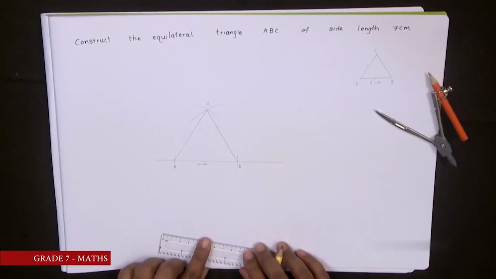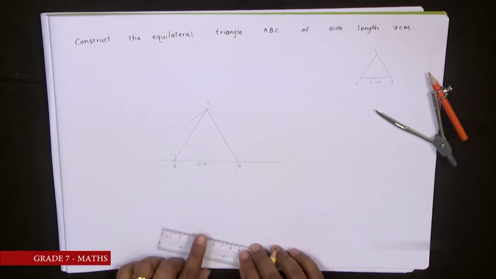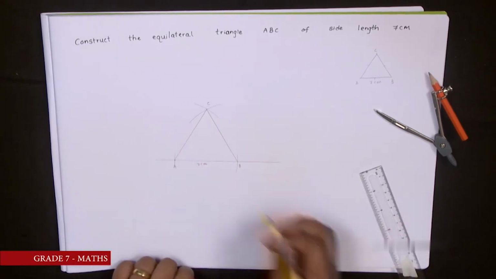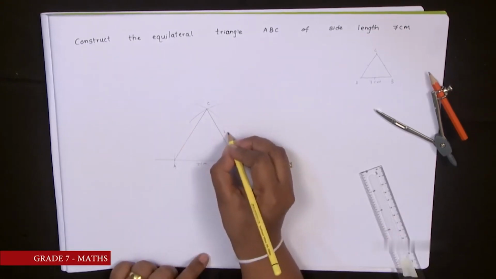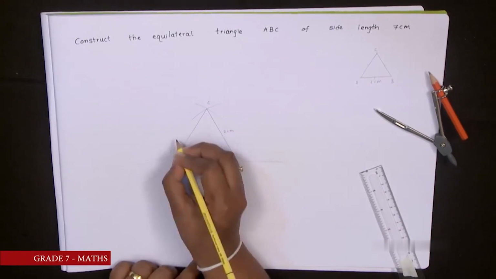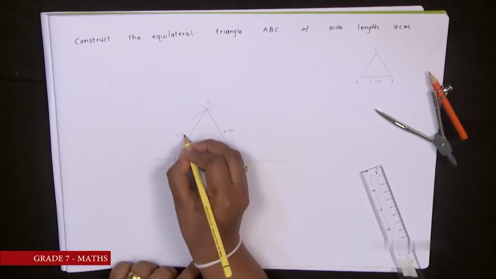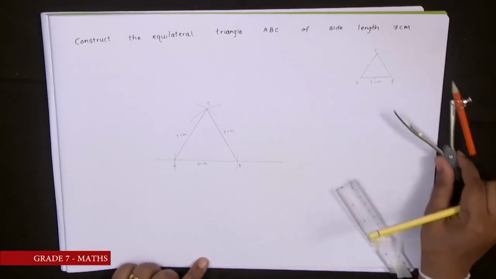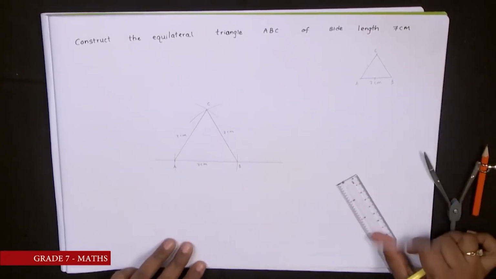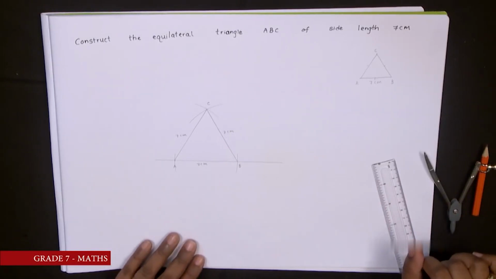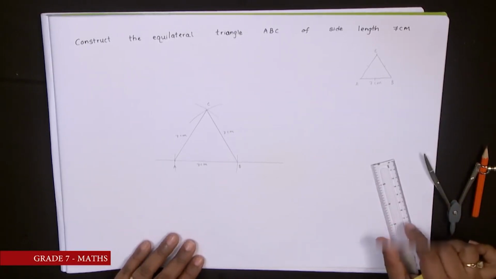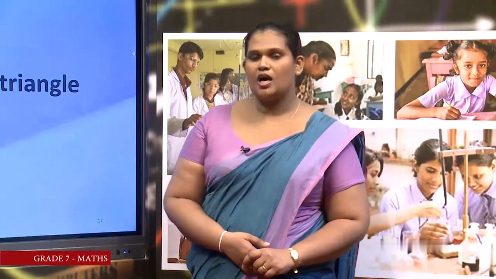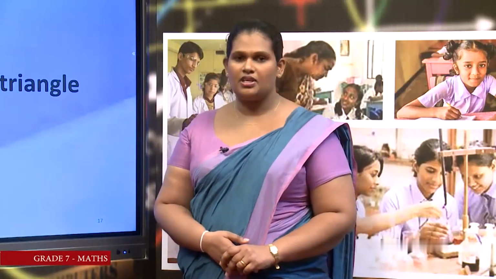Now I have completed my equilateral triangle. All three sides are equal in length. We can write the lengths of each side. That is 7 centimeters each. Right. Now, we have completely constructed the equilateral triangle ABC of side length 7 centimeters. Right. That is how to construct an equilateral triangle.